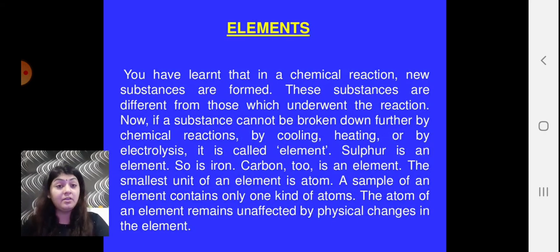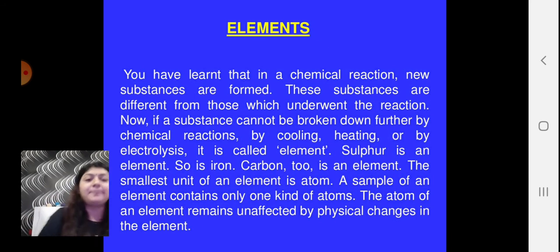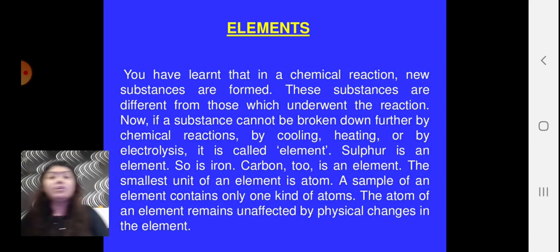Now, elements. You have learned that in a chemical reaction, new substances are formed with new properties. So these substances are different from those which underwent the reaction. Now if a substance cannot be broken down further by a chemical reaction, or by cooling, heating or electrolysis, it is called an element. Sulfur is an element, so is iron. Carbon too is an element.